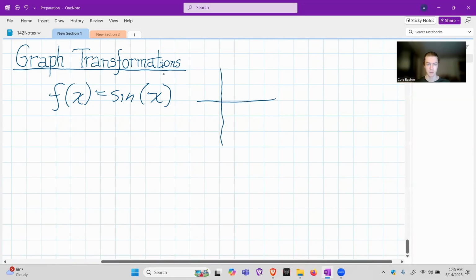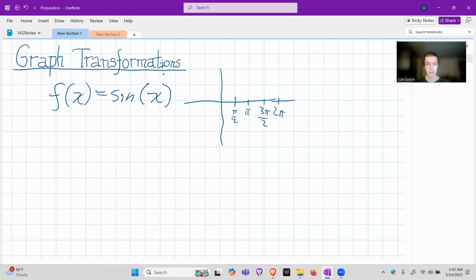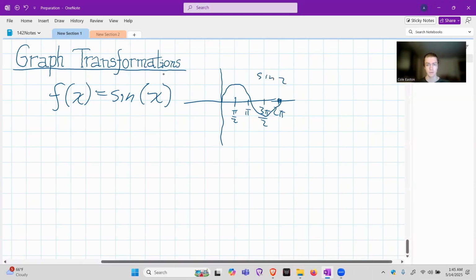Sine of x, what are our important values? We're going to go pi over 2, pi, 3 pi over 2, and 2 pi. We start at 0. We're going to go up to 1 here, back down to 0 here, over to -1 here, and back up to 0 here. Okay, great. And this is sine of x.